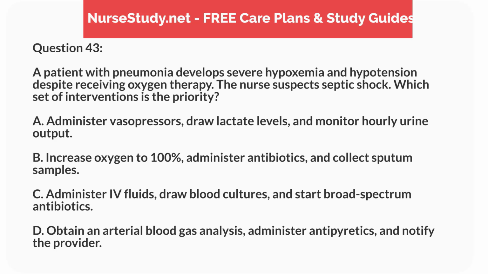Question 43. A patient with pneumonia develops severe hypoxemia and hypotension despite receiving oxygen therapy. The nurse suspects septic shock. Which set of interventions is the priority? A. Administer vasopressors, draw lactate levels, and monitor hourly urine output. B. Increase oxygen to 100%, administer antibiotics, and collect sputum samples. C. Administer IV fluids, draw blood cultures, and start broad-spectrum antibiotics. D. Obtain an arterial blood gas analysis, administer antipyretics, and notify the provider.